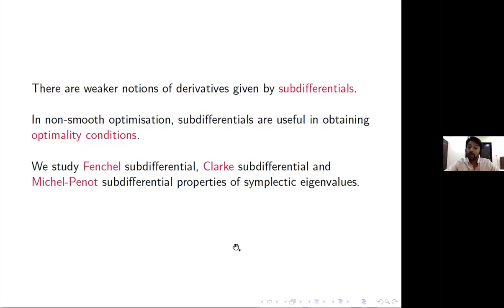And there are some weaker notions of derivatives, which are given by subdifferentials, mostly found in non-smooth optimization, where one deals with non-differentiable functions. In such cases, the tools of derivatives do not help much, and the subdifferentials turn out to be useful quantities. In particular, they are useful in obtaining the optimality conditions. So among other subdifferentials, we study three kinds of subdifferentials for symplectic eigenvalues.